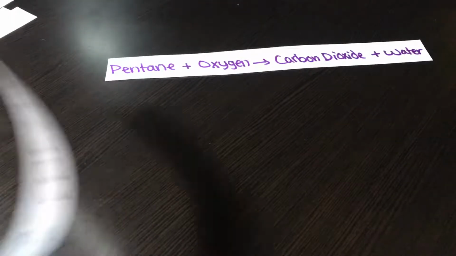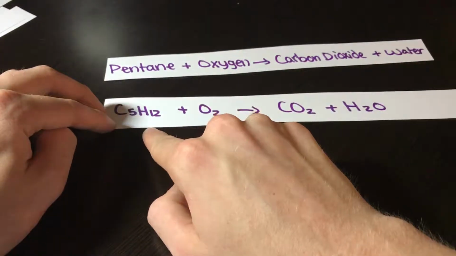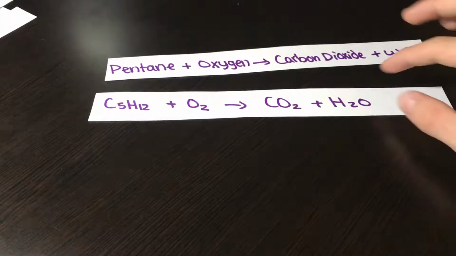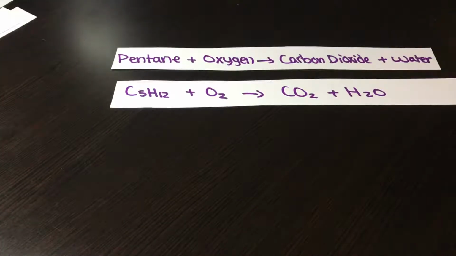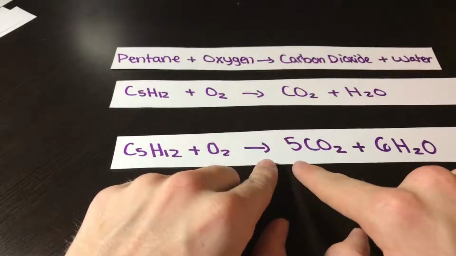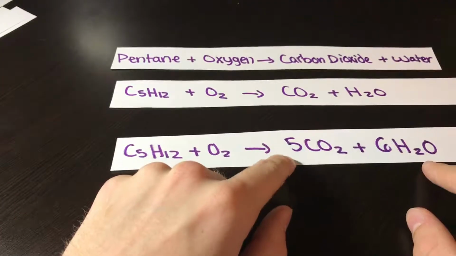The initial chemical formula we'll start with is C5H12 plus O2 results in CO2 plus H2O. Now that's written out correctly, but we have to balance it. So this will be a 2-step balance. To start, we can add a 5 to the carbon dioxide as well as a 6 to the water.